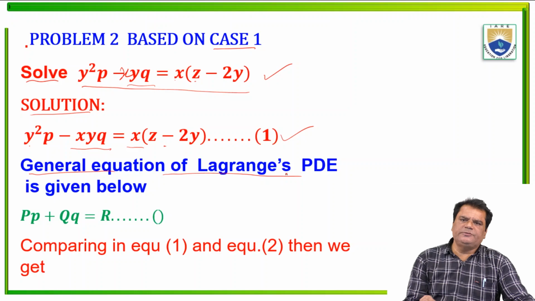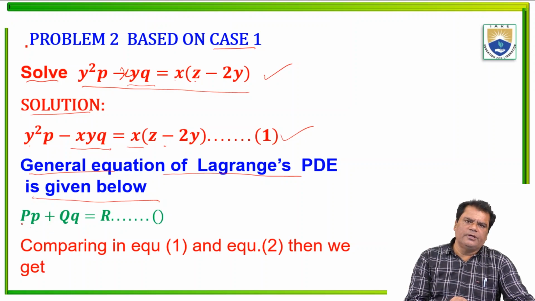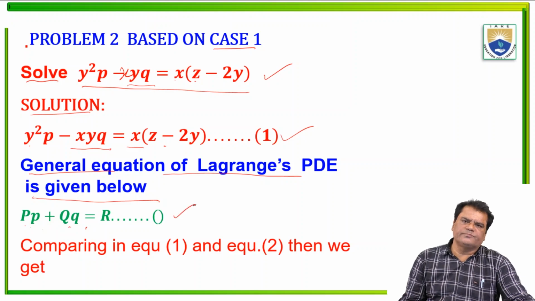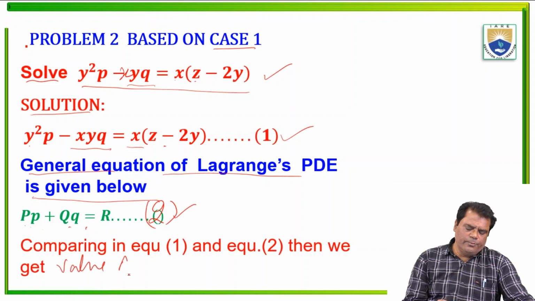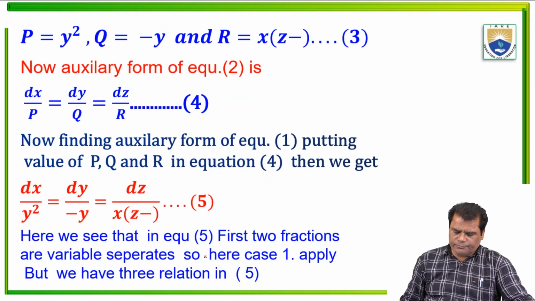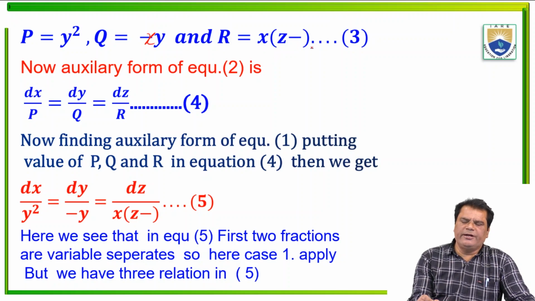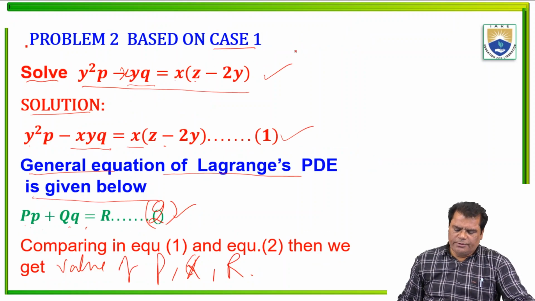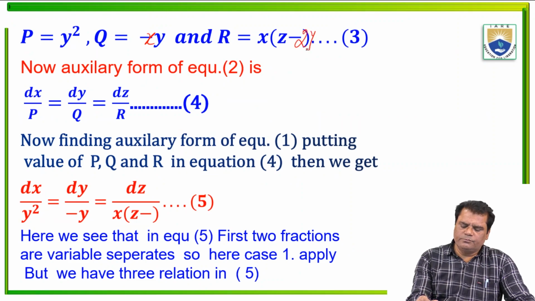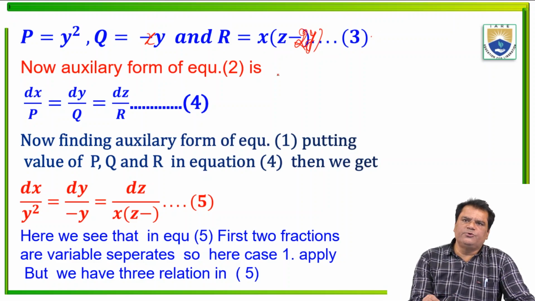Now the general equation of the Lagrange partial differential equation is given below. This is the general equation of the Lagrange partial differential equation: Pp plus Qq equal to R. This is equation 2. Comparing equation 1 and equation 2, we get the values of P, Q, R. So P is y square, Q is minus xy, and R is z minus 2y. This is equation 3. Now the auxiliary form of equation 2 is.